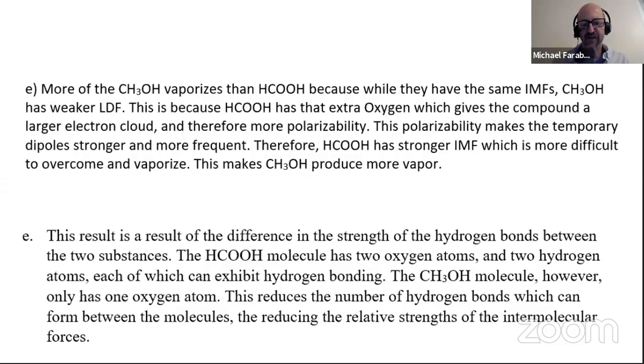This person talks about the extra oxygen and the polarizability and the stronger intermolecular forces related to that LDF, London dispersion force. This person says 2 oxygen atoms, so therefore we're looking for an extra amount of spots for hydrogen bonding. So having only 1 oxygen reduces the number of hydrogen bonds.